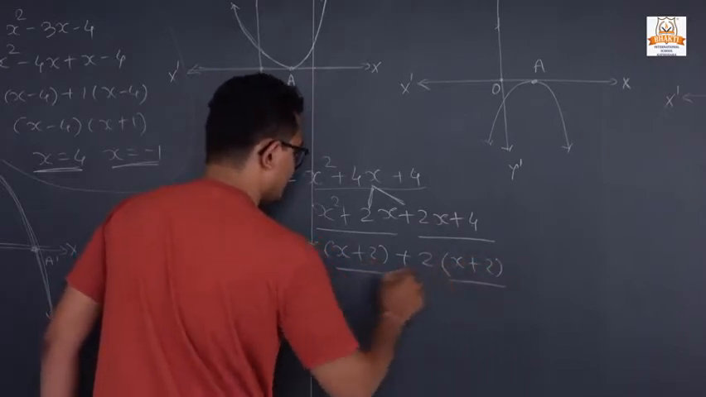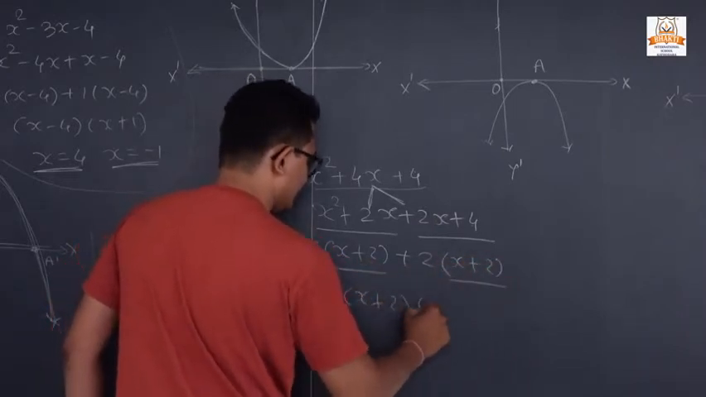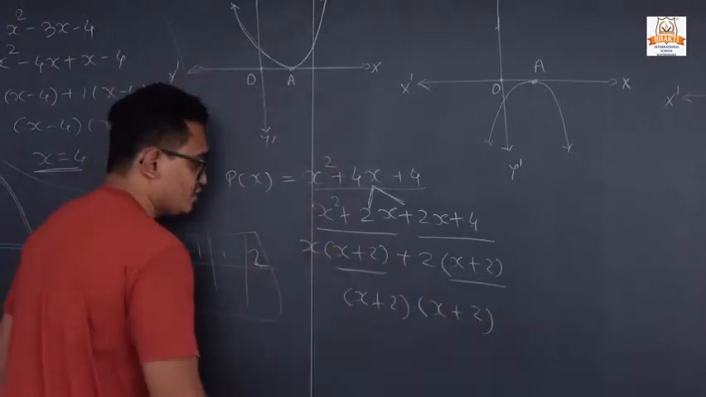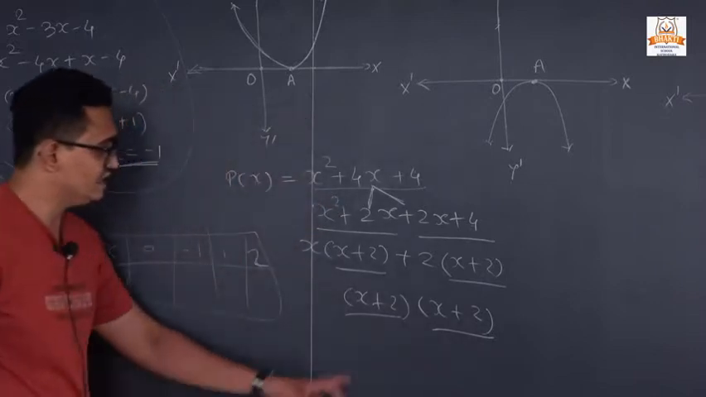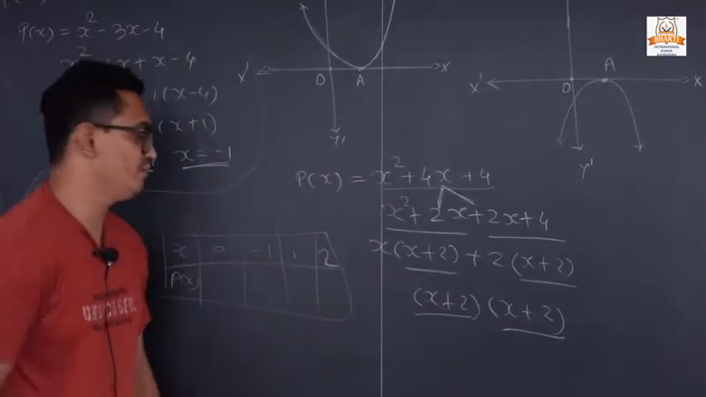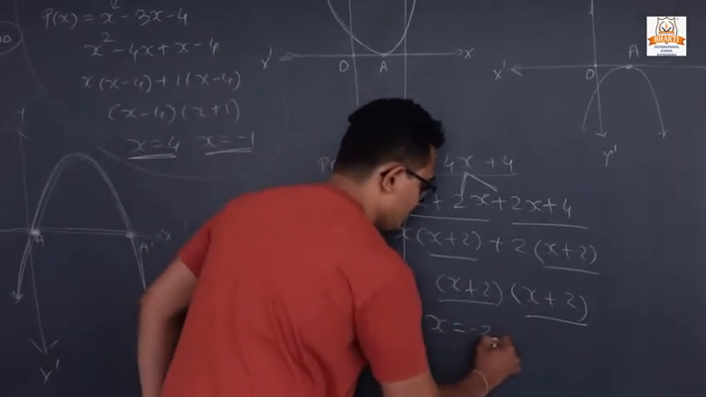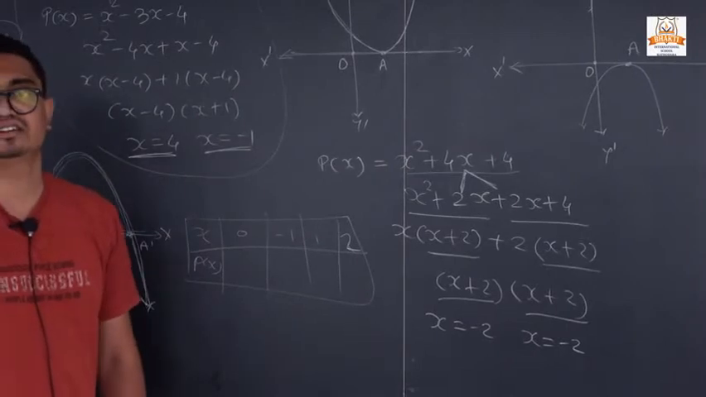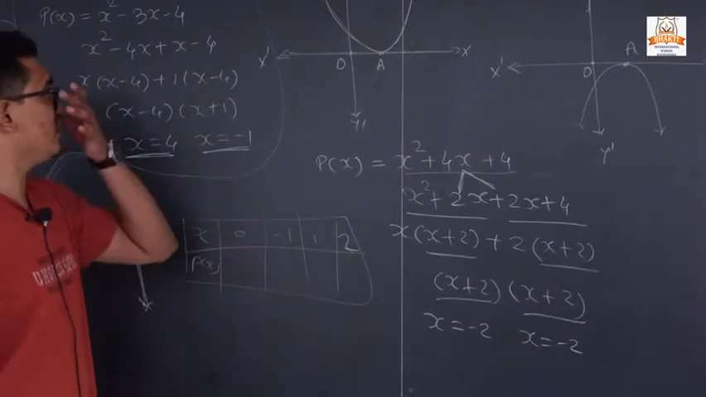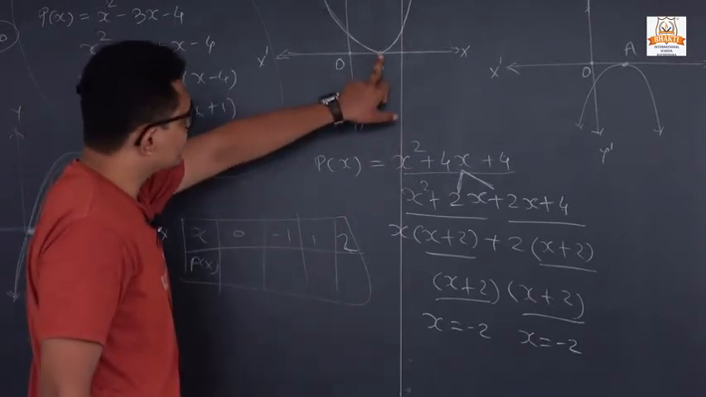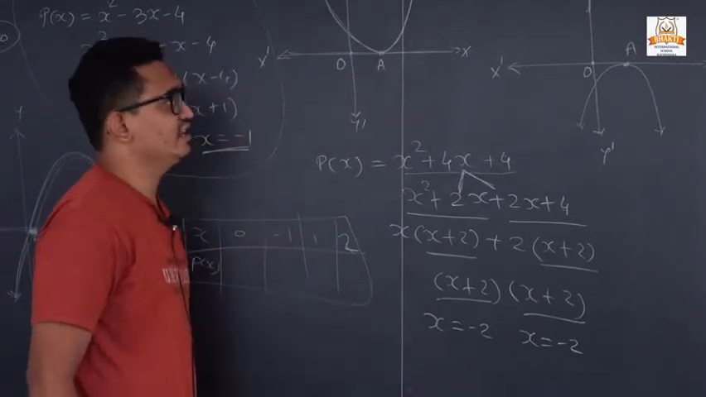So in the first bracket, x plus 2 is common, and in the second bracket, once again, x plus 2. So both have the same value. In that case, what happened? x has the same value. Here x is equal to minus 2, once again x is equal to minus 2. So it is clear that it cuts at x is equal to minus 2.